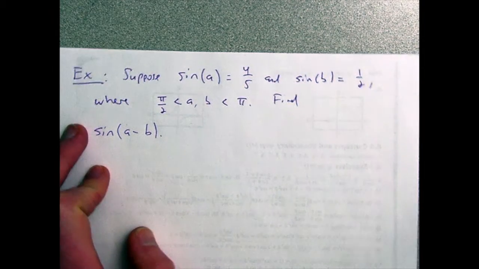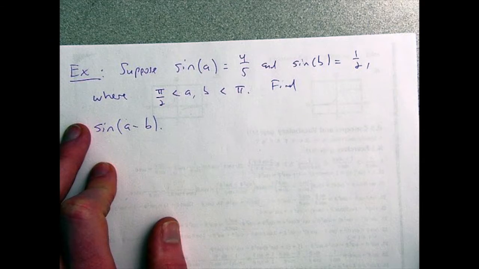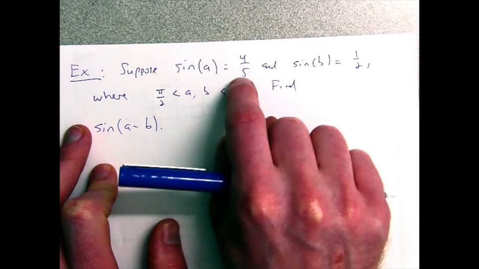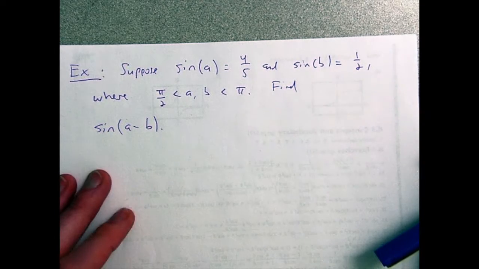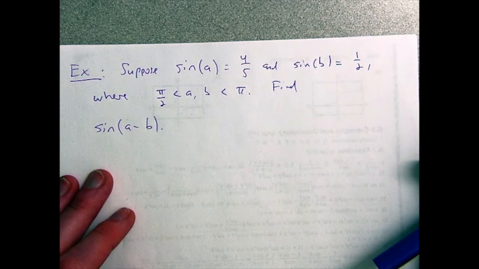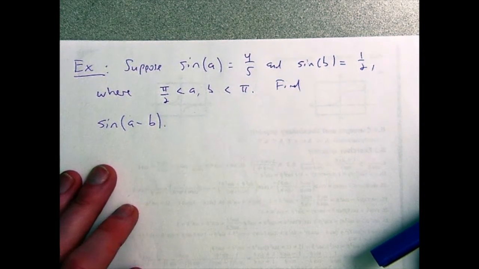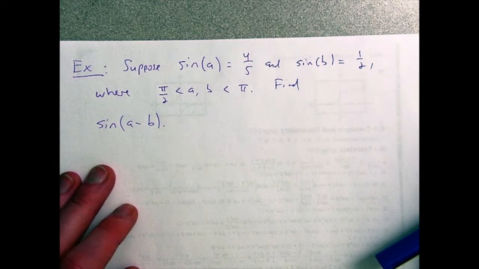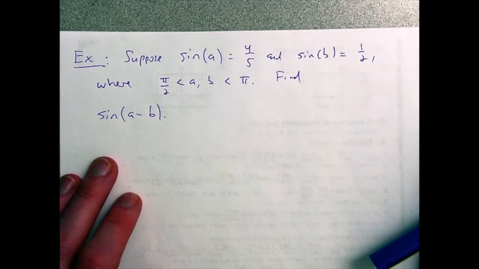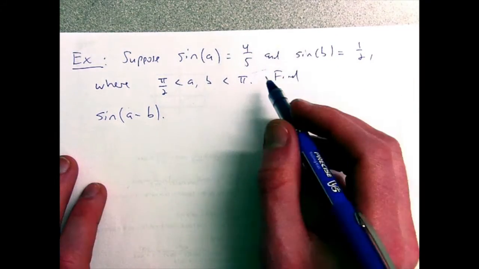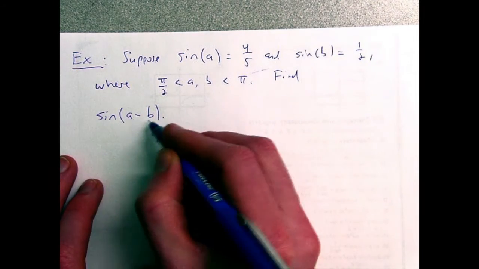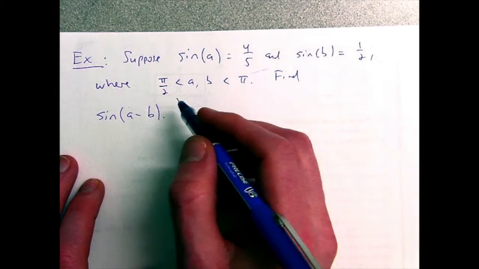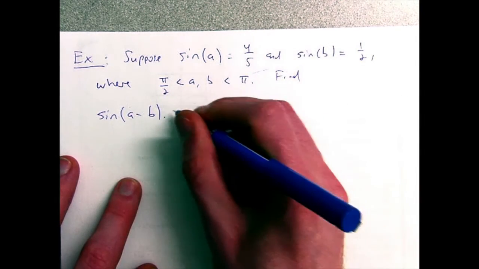So for one thing, let me just point out, I don't know what angles A and B are. A is an angle whose sine is 4/5. 4/5 is not a unit circle value, so I don't know what angle A is. As it's going to turn out, we don't really need to know what angles A and B are in order to answer this question. So let's just first recognize that the question is asking us to find sine of A minus B, and we have a formula for the sine of A minus B. We might as well use it.